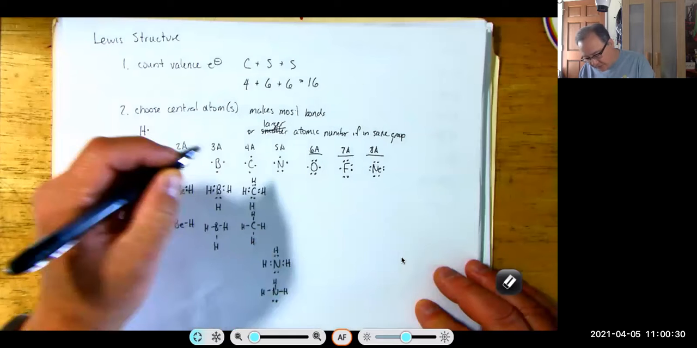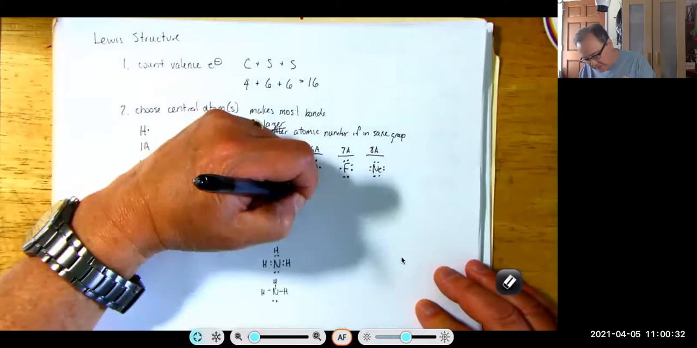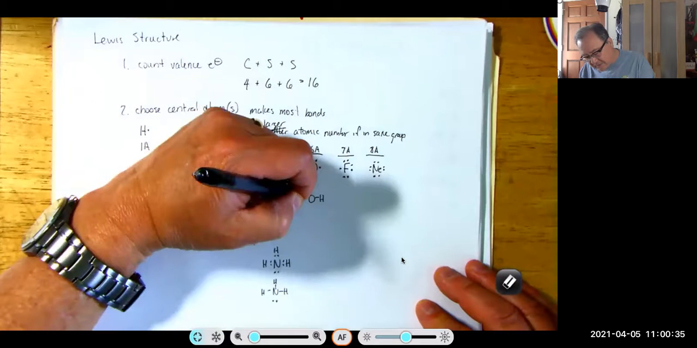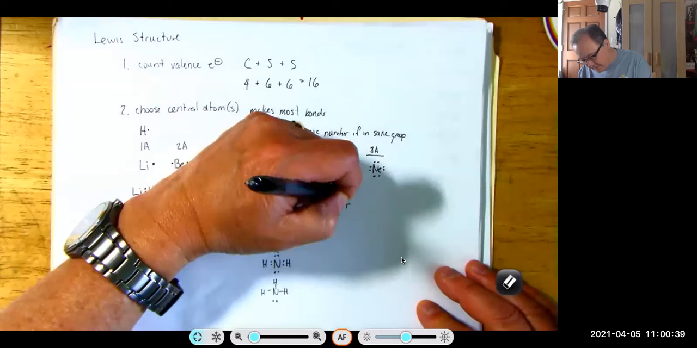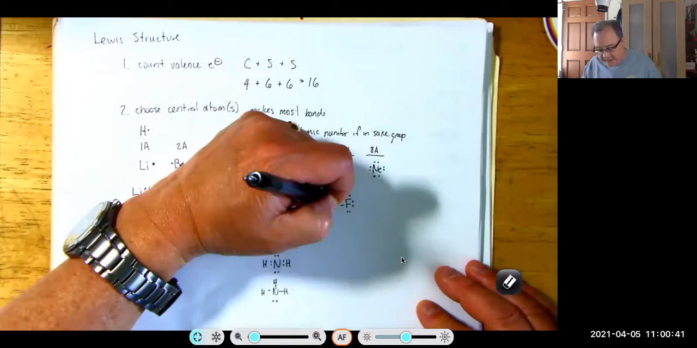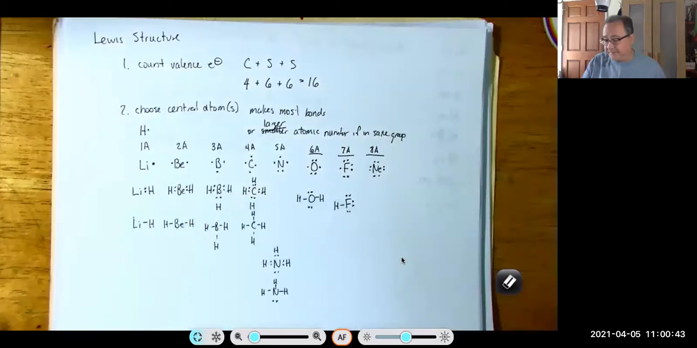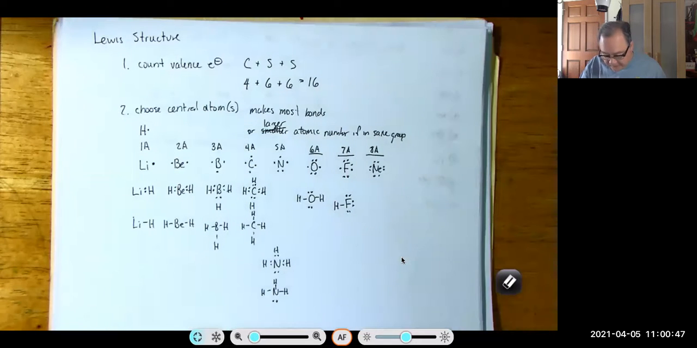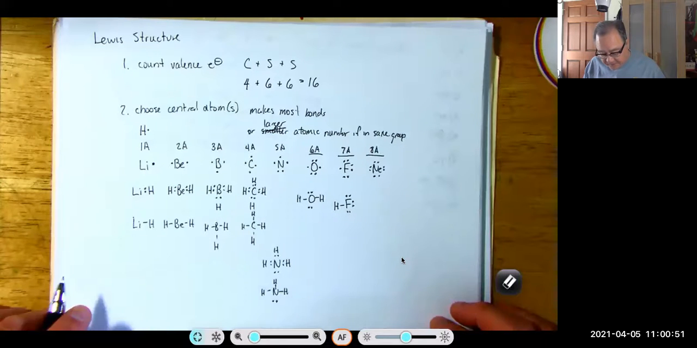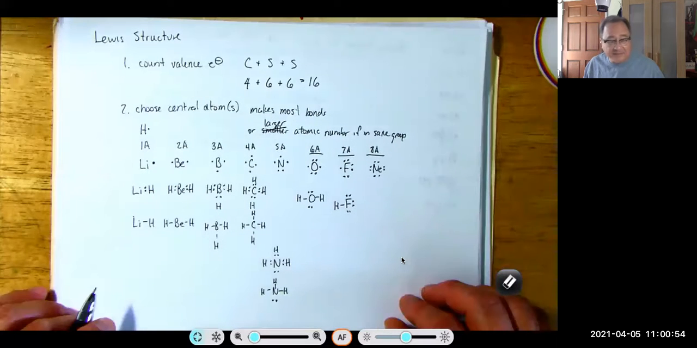And then oxygen I'm going to do right here. Fluorine I'm going to do right here. And neon, I can't make any bonds to it, because it's full. It's got an octet.